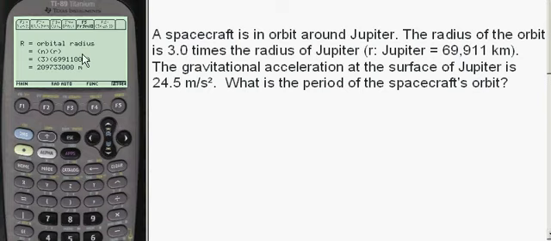You need the orbital radius, which is the times factor times the radius of the planet. And it turns out to be this. We ask for the velocity. Well, that's the square root of the orbital radius times the force of gravity on Jupiter. And here's the answer.